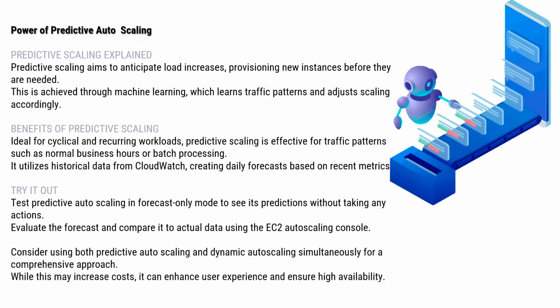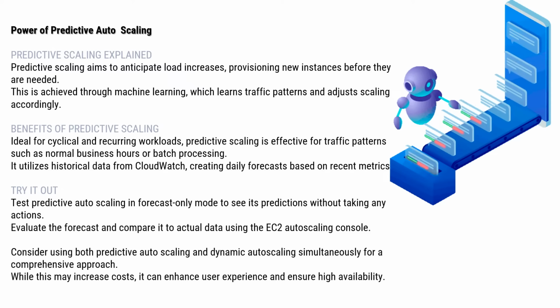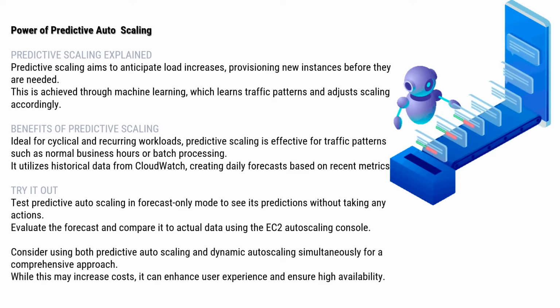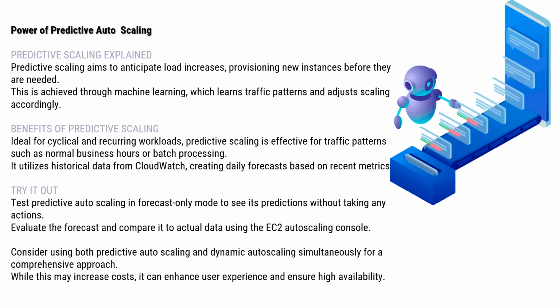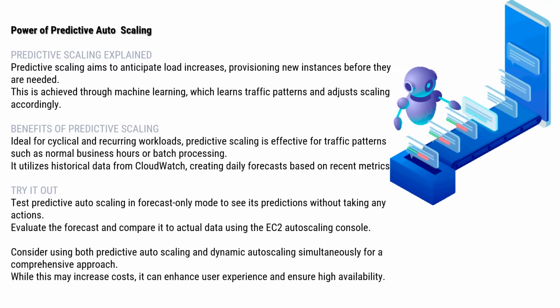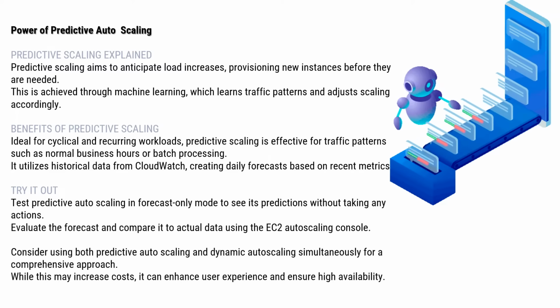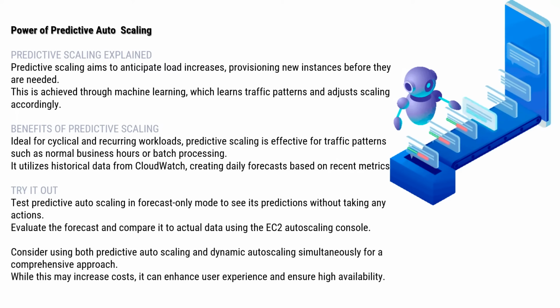While predictive scaling aims to anticipate load increases, provisioning new instances before they are needed. This is achieved through machine learning, which learns traffic patterns and adjusts scaling accordingly. Ideal for cycling and recurring workloads, predictive scaling is effective for traffic patterns such as normal business hours or batch processing. It utilizes historical data from CloudWatch, creating daily forecasts based on recent metrics.